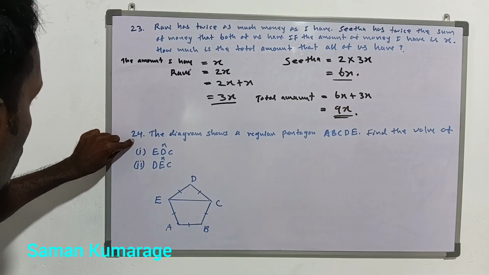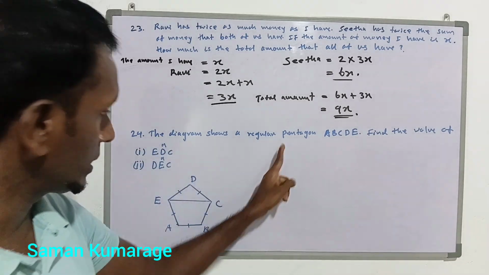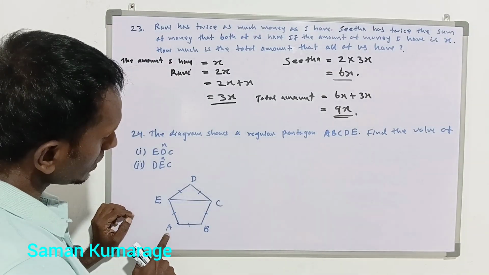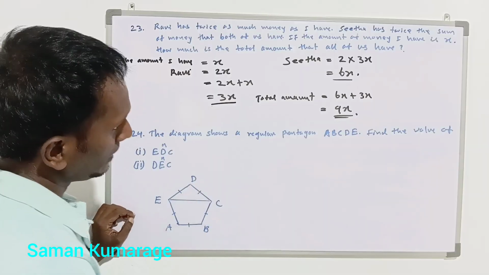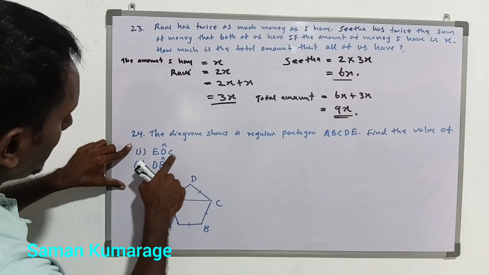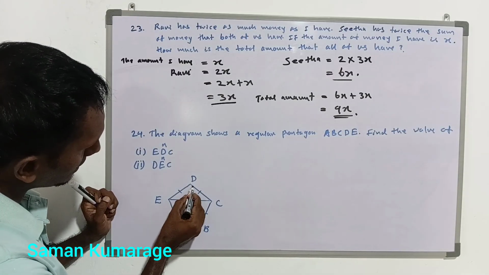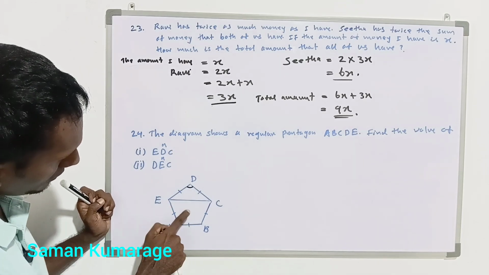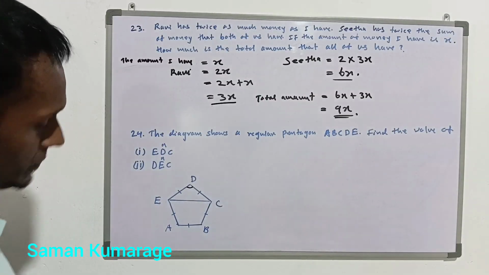Now moving on to 24th question. It says the diagram shows a regular pentagon. This is the regular pentagon ABCD E. The sides AB, BC, CD, DE and EA. Find the value of first EDC. We need to find the value of this EDC. First we need to find this value, and then DEC. Where's DEC? Let's see how to work out this.